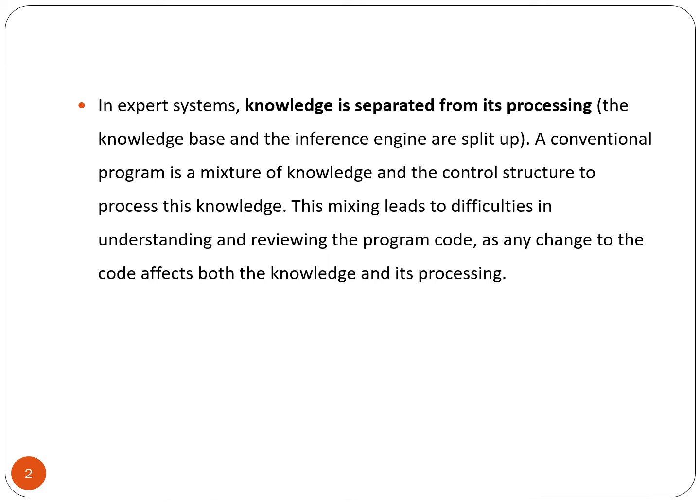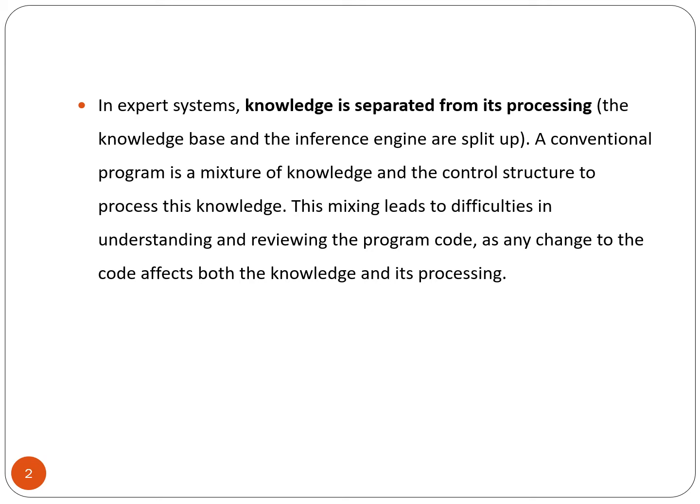In an expert system, knowledge is separated from its processing. There is a difference between the knowledge and the processing, where the knowledge base and inference engine are split up. A conventional program mixes the knowledge and the control structure in order to process the knowledge.